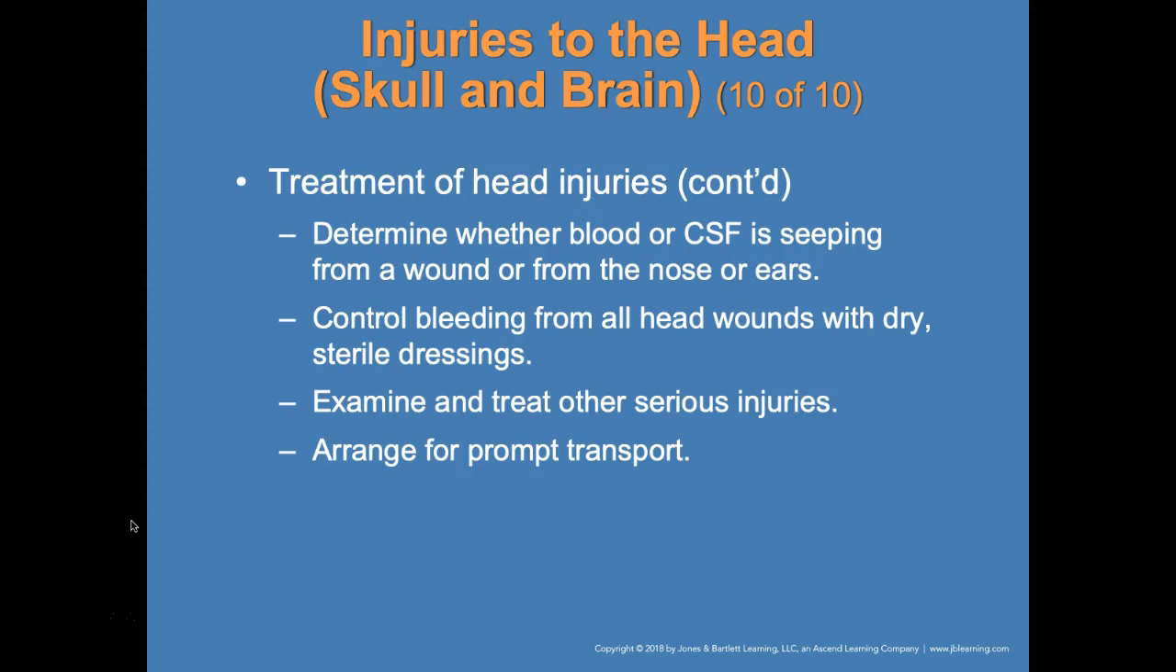We need to control bleeding from all head wounds with dry sterile dressings. We talked about this before. Remember, when we're doing that, we want to use enough pressure to control that bleeding. We don't want to disturb any of the underlying tissues or structures. We don't want to be poking broken parts of the skull into the mushy parts of the brain, causing more damage. And then we need to arrange for prompt transport when we have these patients. After addressing these, then we'll move on to addressing other serious injuries.